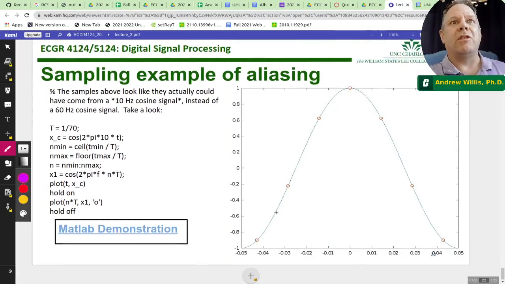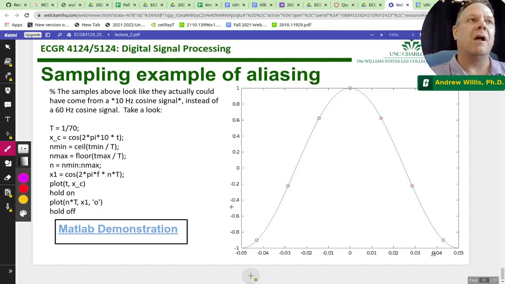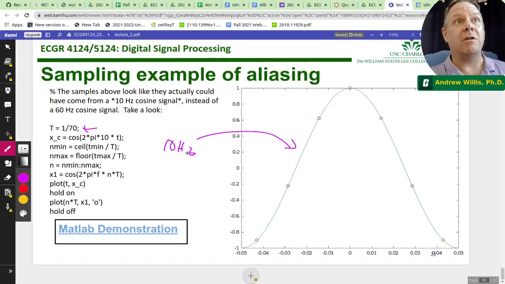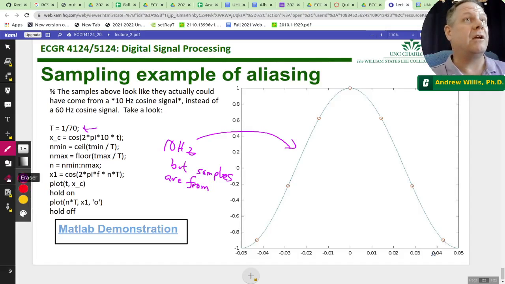Okay, and so this is an example of the aliased signal when we actually sample at a lower frequency, right? We sample at 1/70, we get this cycle here. This looks like a 10 hertz signal, but the samples are from a 60 hertz signal, so the 10 here isn't exactly clear.